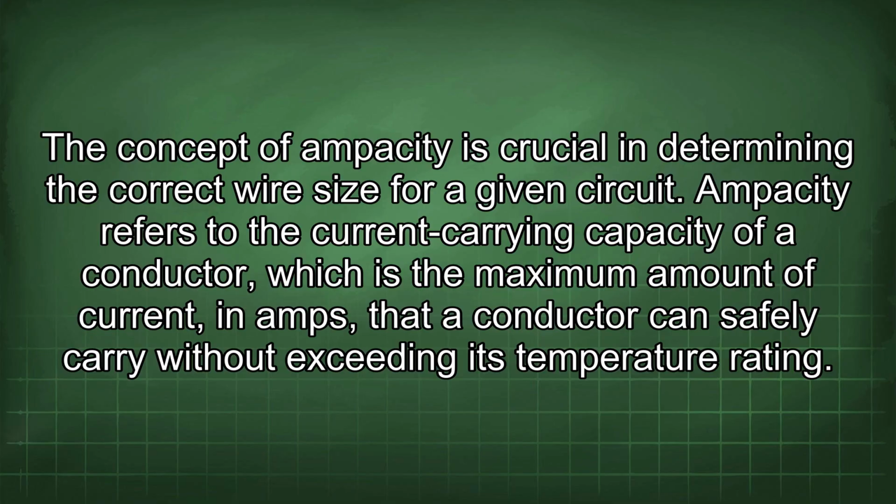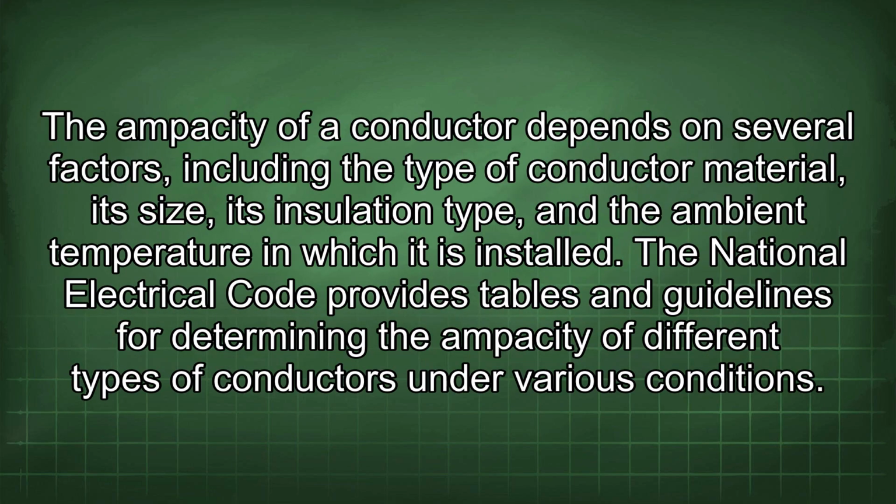The concept of ampacity is crucial in determining the correct wire size for a given circuit. Ampacity refers to the current carrying capacity of a conductor, which is the maximum amount of current, in amps, that a conductor can safely carry without exceeding its temperature rating. The ampacity of a conductor depends on several factors, including the type of conductor material, its size, its insulation type, and the ambient temperature in which it is installed. The National Electrical Code provides tables and guidelines for determining the ampacity of different types of conductors under various conditions.